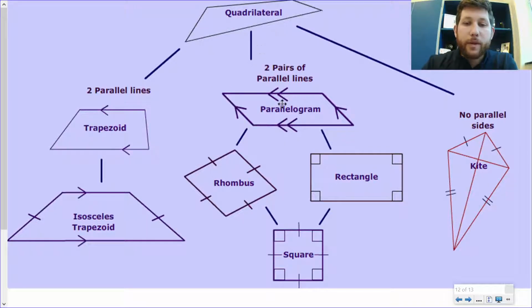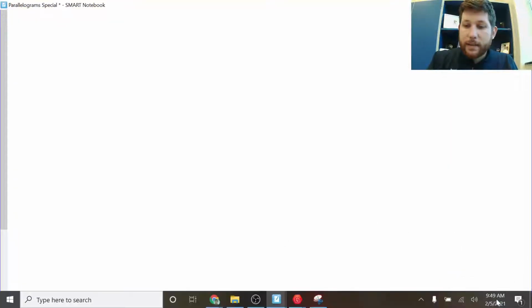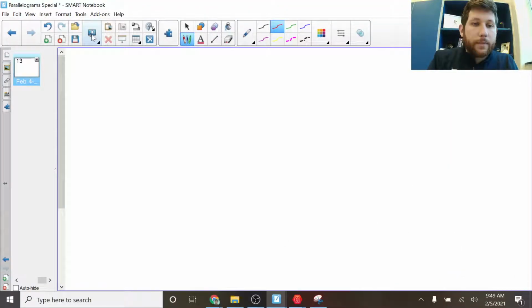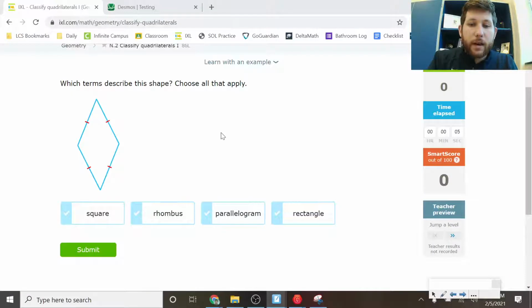So a couple other things. Remember, parallelograms have two sets of parallel sides. Your rhombus is a type of parallelogram that has all equal sides, whereas your rectangle is a type of parallelogram with all equal angles, and then your square has the properties of a rhombus and a rectangle. So it has all equal sides and all equal angles. So let's go ahead and take a look at IXL N.2, and let's see how this goes.